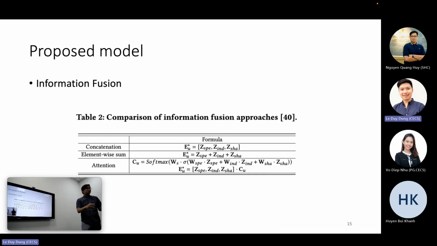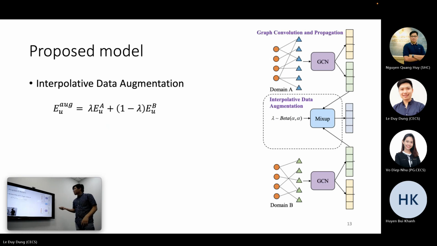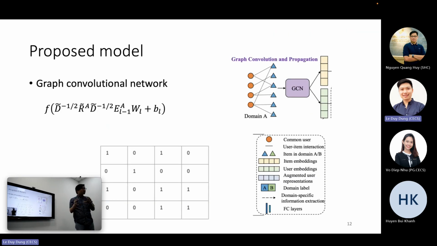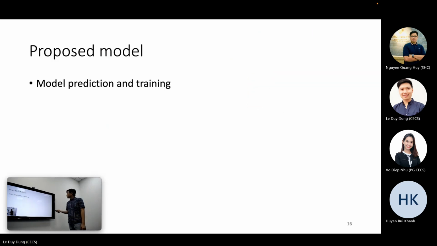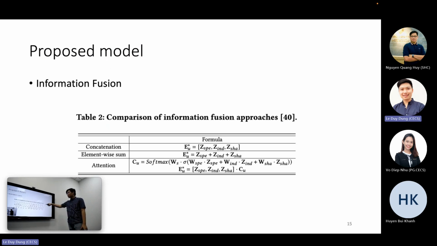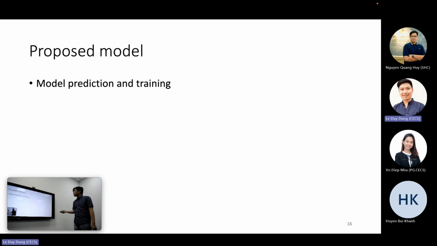For the information fusion, as I mentioned before, they stack a lot of techniques into their framework, actually. For their information fusion, they mention they use several techniques to fuse the information together, and they mention concatenation and attention mechanism. We are familiar with it, right?